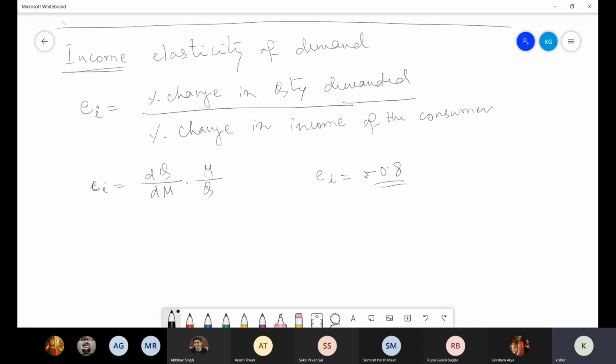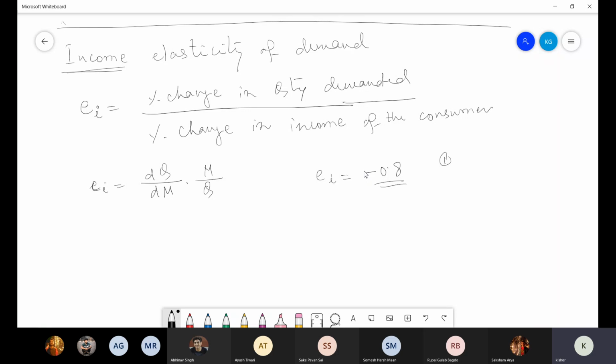How will you interpret it? It will have two interpretations. First of all, if income of a consumer increases by 1%, quantity demanded of the commodity will decrease by 0.8%. That is the first interpretation.